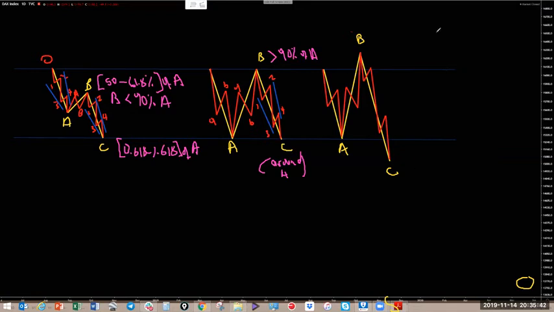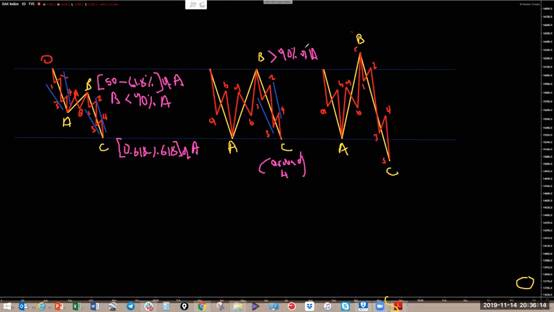Let me see if there's a question in the chat box. Okay, good. So if you wanted to label this, this will be A, B, C in red. A, B, and C. 1, 2, 3, 4, and 5. Okay, clear.